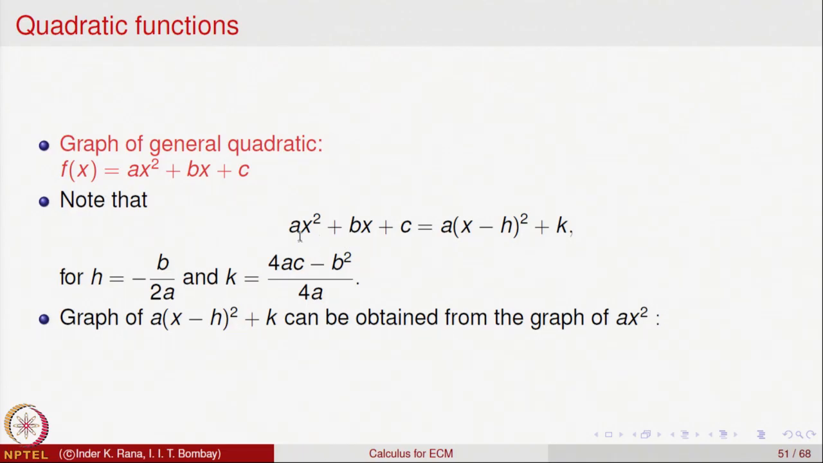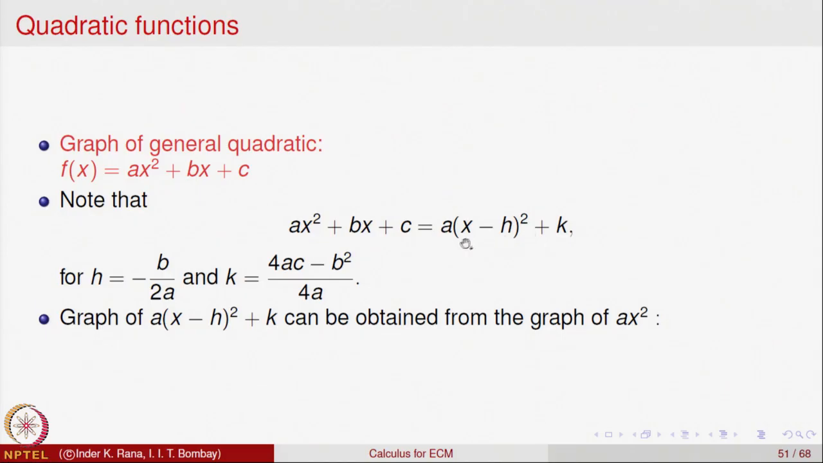so let me just repeat that, saying this is equal to a into x minus h square plus k. That means the coefficient of like powers must be equal. So, k is equal to c. Okay. If you want, what you can do is, a times x minus h whole square plus k. You can open it out and then compare.